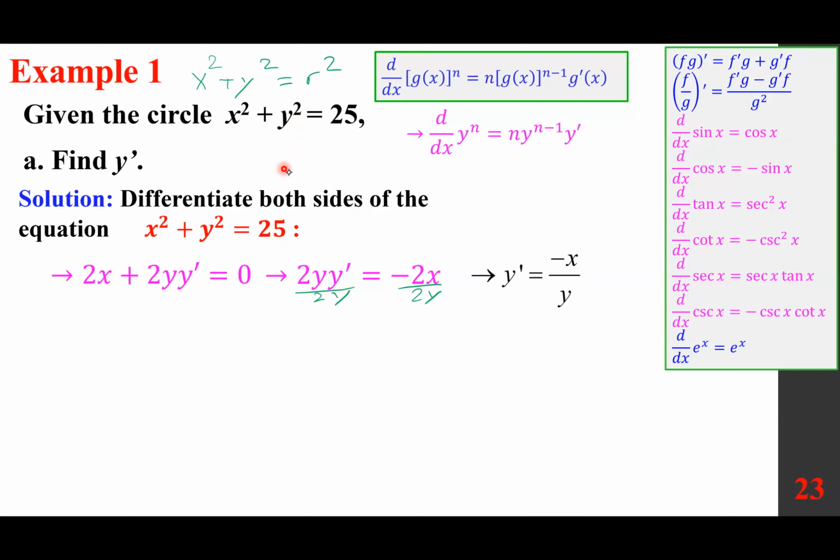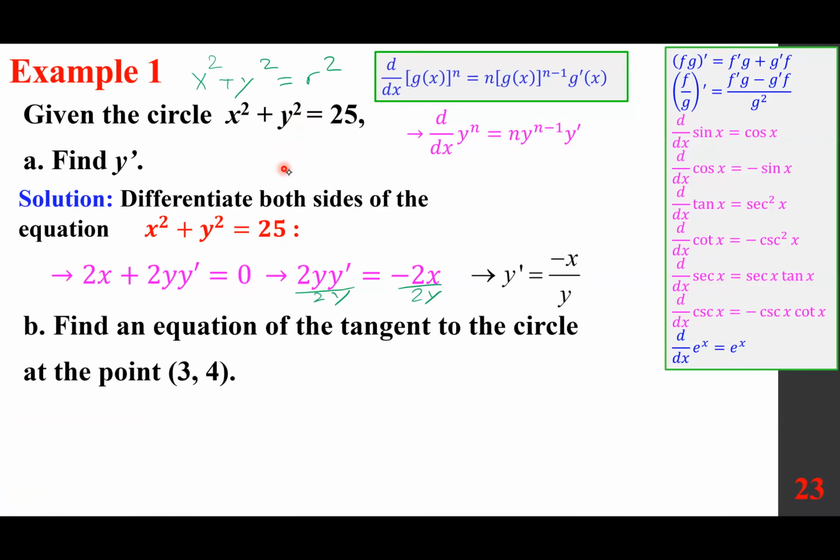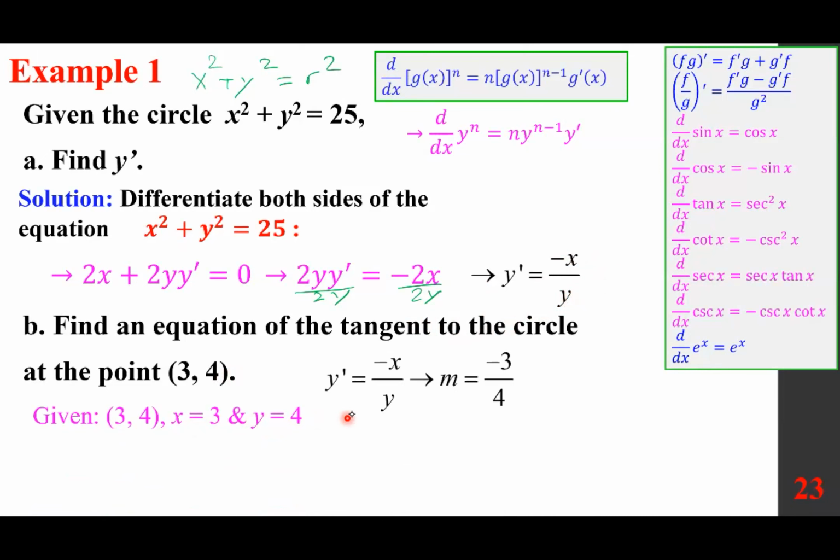It is possible. We want to find the equation of a tangent line to the circle at this pair 3, 4, which means we need two things. The pair is given. The second thing is a slope. And for the slope, all you have to do is plug in, replace the x with 3 and the y with 4. Given 3, 4, x is 3, y is 4, we get negative 3 over 4 as the slope.